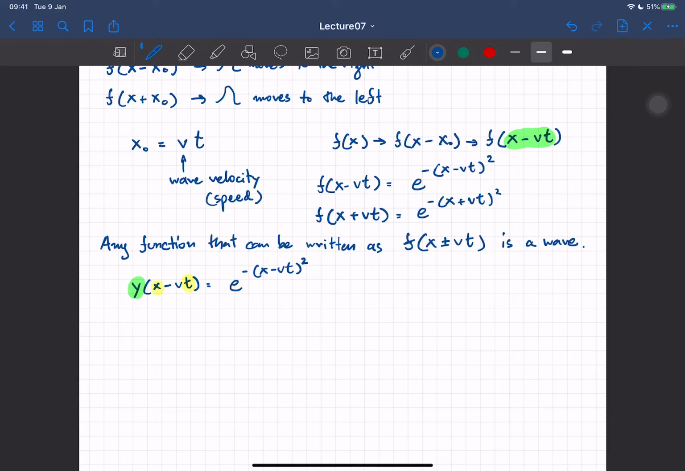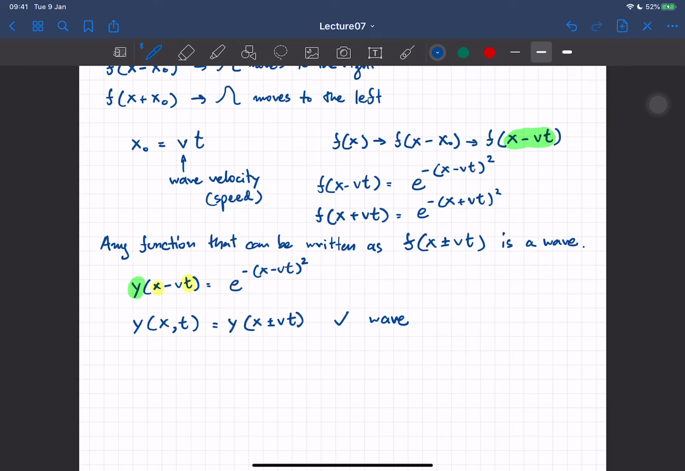So sometimes instead of writing this, we're going to write y as a function of x and t like this, to indicate that there are two free variables, x and t, that you need to worry about. Just knowing x alone is not enough, and knowing t alone is also not enough. You have to know both of them to be able to fully describe the wave. So if y of x and t can be written in terms of y of x plus or minus vt, then yes, this is a wave. If not, then it's not a wave.